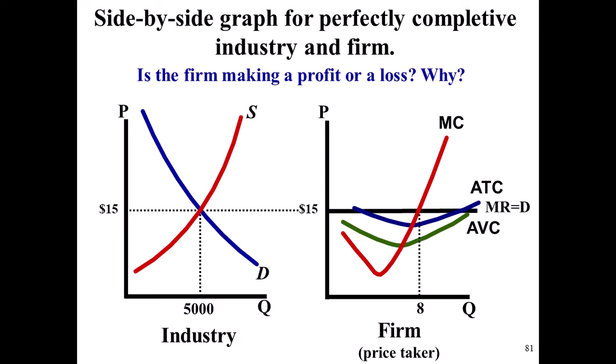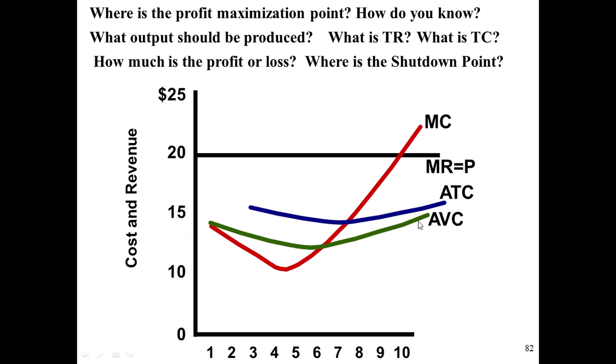Okay, moving on to side-by-side graphs, shifting the graphs around. So we're looking at this graph. We have the industry right here, supply, demand, price and quantity. Take the price over. Is this firm making a profit or a loss? Just by looking at it, you can see this firm is making a profit because at the profit maximizing quantity, ATC is below the MR=D=AR=P curve. Well, let's figure it out.